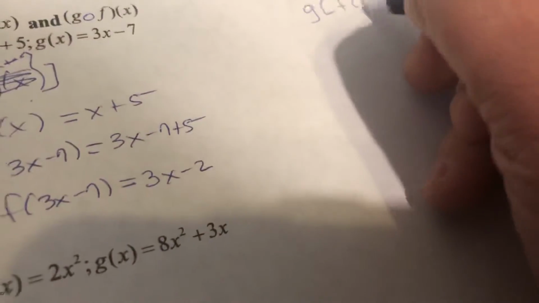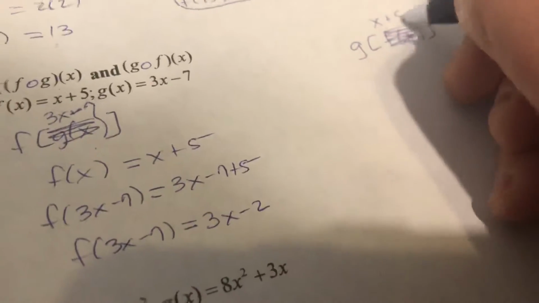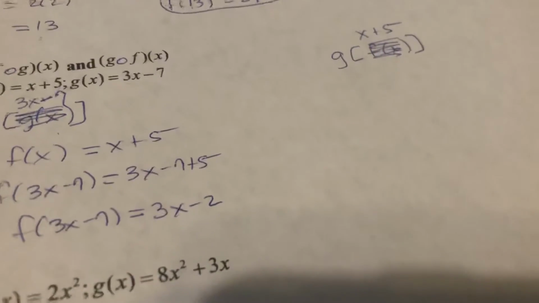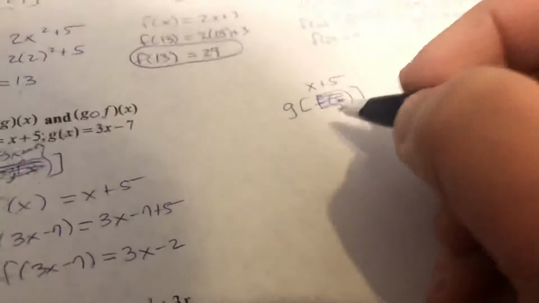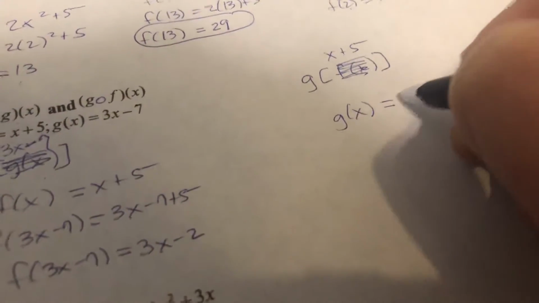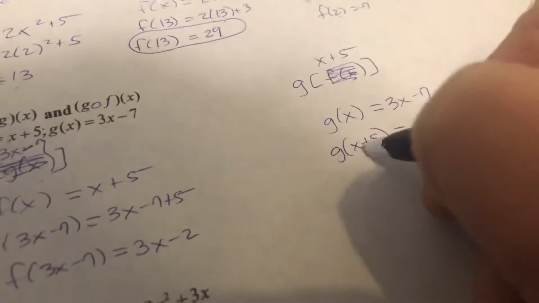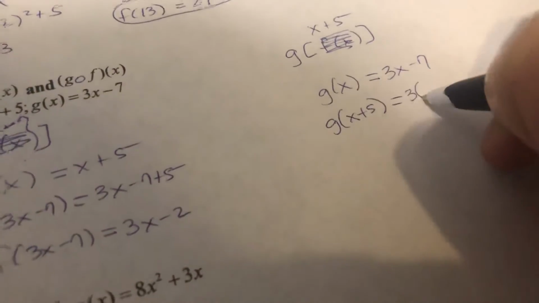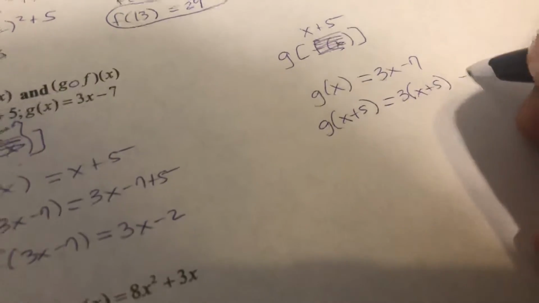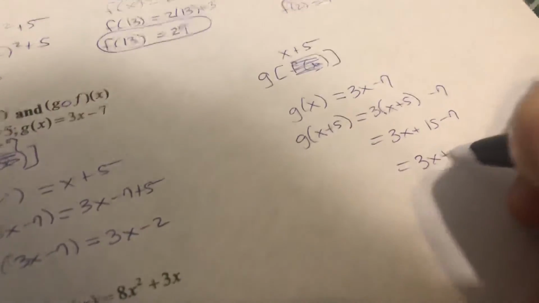And so now to do the other way, g of f of x. In the place of f of x, I'm going to put x plus 5. So now the problem tells me to find g of x plus 5. So g of x is 3x minus 7. So g of x plus 5 means every place there's an x, I put x plus 5. So that gives me 3x plus 15 minus 7, which is 3x plus 8.